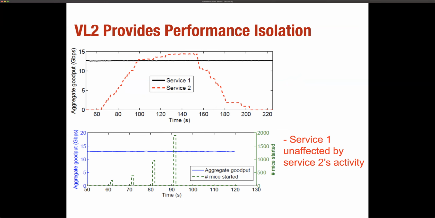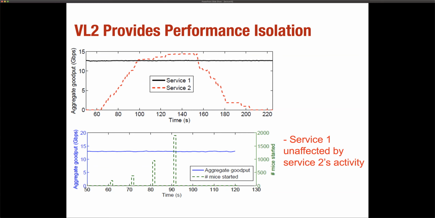These are two sets of experiments where service 1 is running, and then all of a sudden you increase the goodput for service 2. As you can see, it can sustain a higher goodput for service 2, but it has zero impact on service 1, right? So that is the performance isolation.